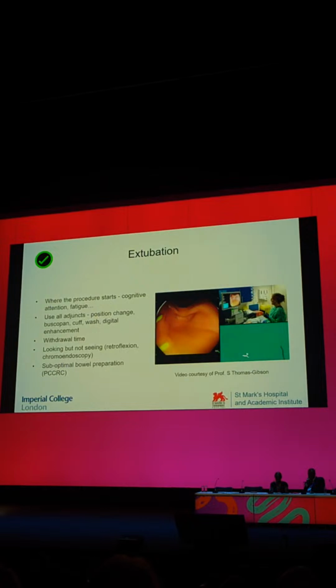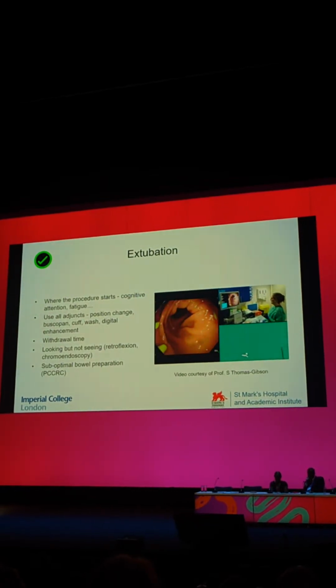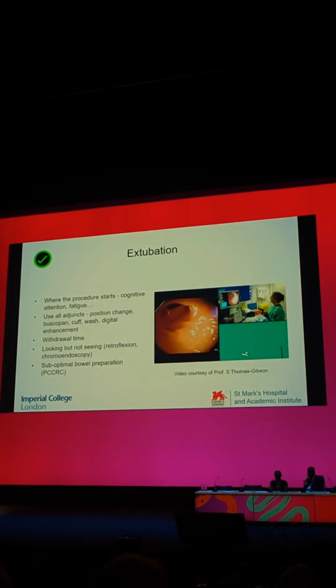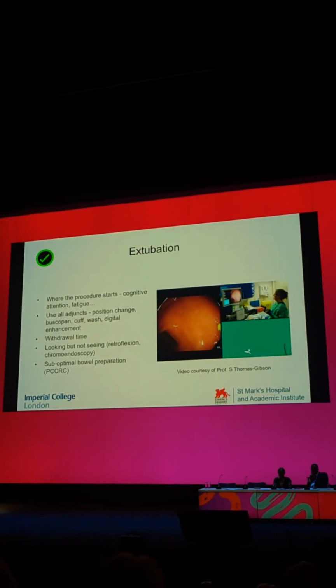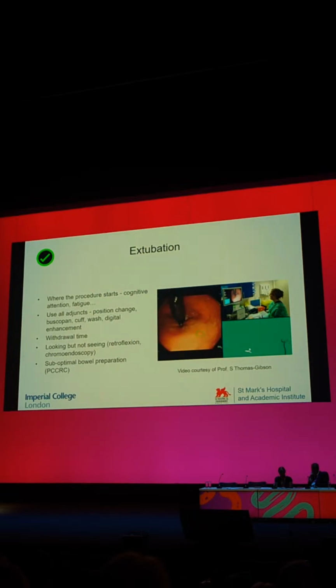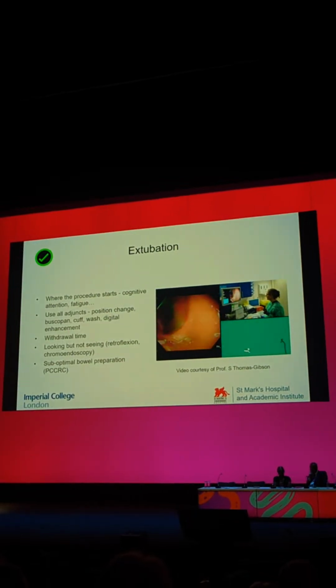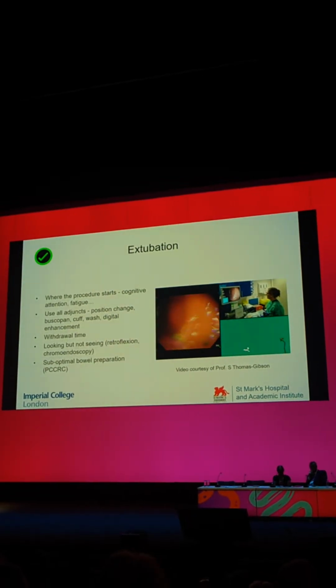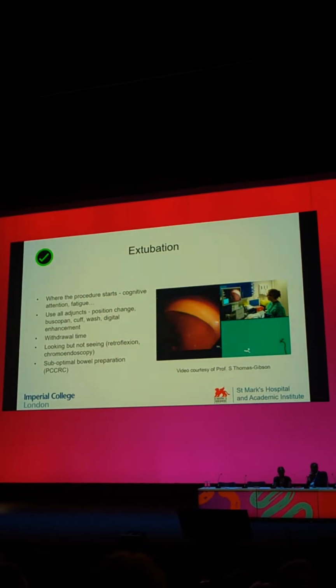So in this scenario, I think it's important to think about marginal gain. You can see Professor Thomas Gibson's video on your screen here, and she's using all the adjuncts. So we think about making sure we optimise use of Buscopan, Endocuff, wash, digital enhancement, whether that be chromoendoscopy or artificial intelligence. And really important to think about using all of the time you spend in withdrawal to actually look and to detect pathology. There's this concept of getting caught up in the mechanics of, for example, retroflexion, but not picking up the actual pathology.